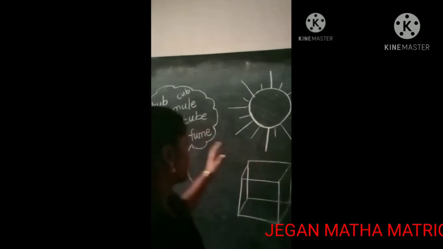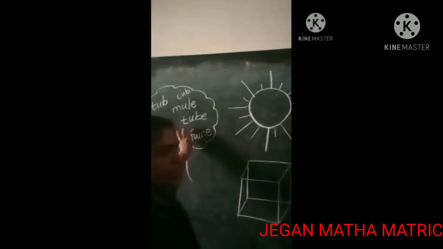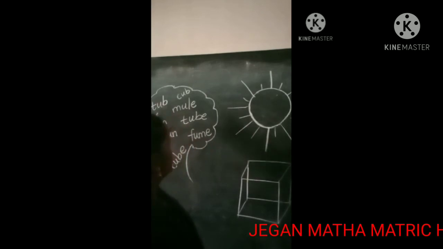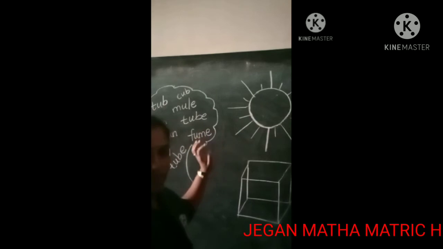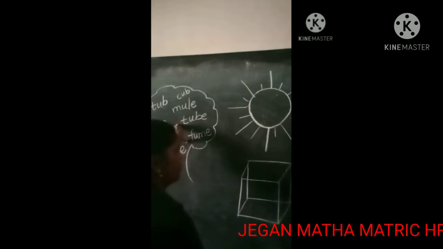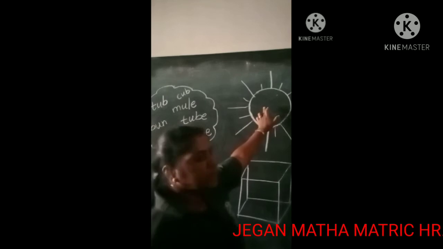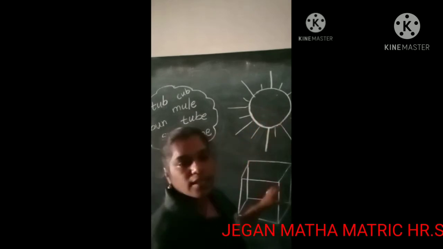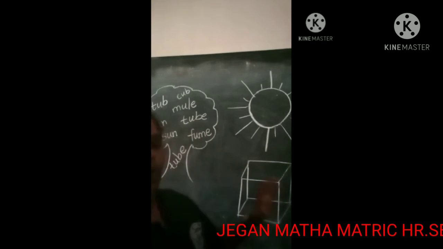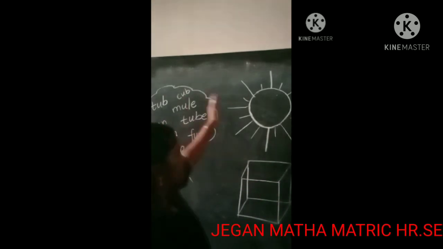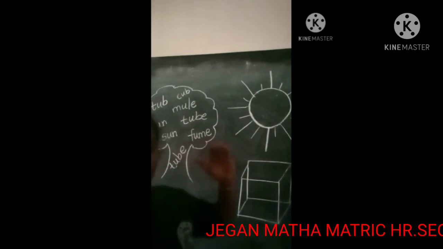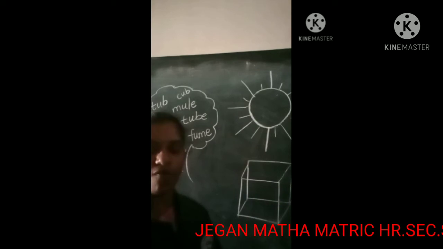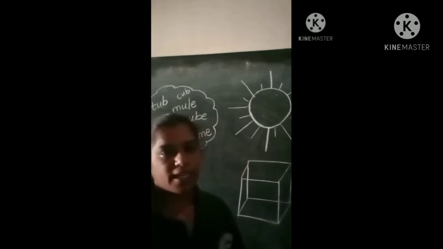Now listen here. What is this? This is a tree. There are 8 words inside the tree. This is a sun. This is a cube. Now we are going to split the words: those words have short vowel sound and those words have long vowel sound. Shall we split it?